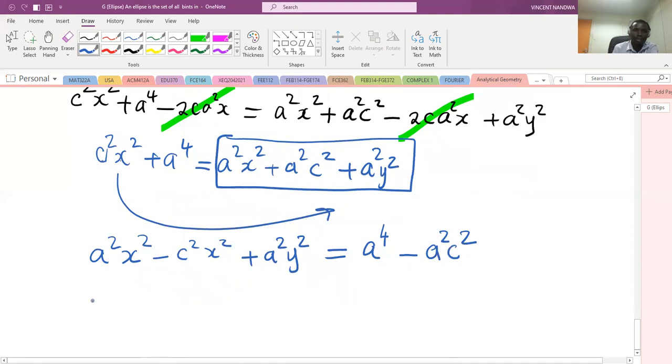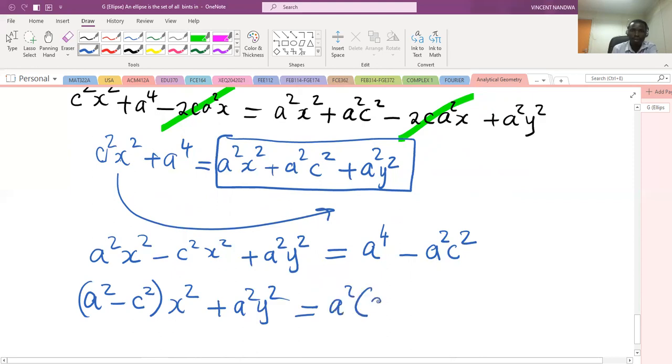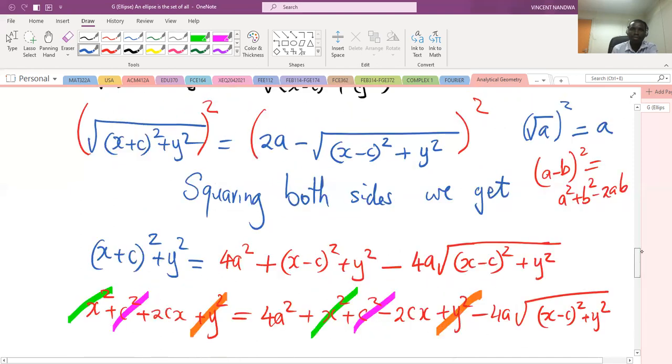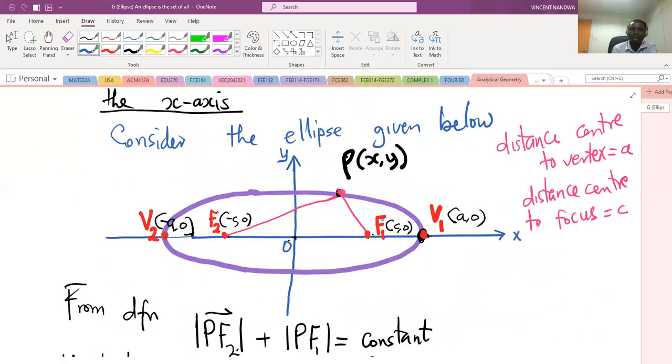So common here is x squared. So I can say a squared minus c squared, x squared, plus a squared y squared equals, common here is a squared. So a squared into a squared minus c squared. And remember, a squared minus c squared is a positive value because you see from this diagram, a from this center to this point here, this distance is larger than the distance from here to here. So a is greater than c.